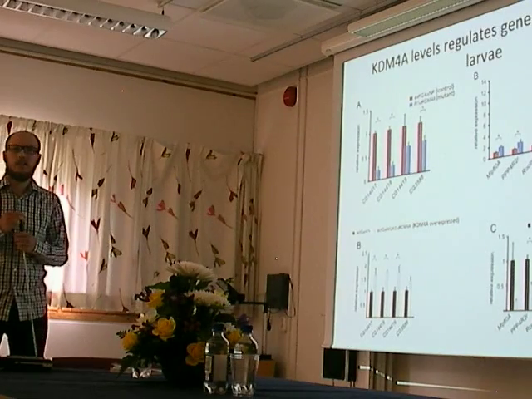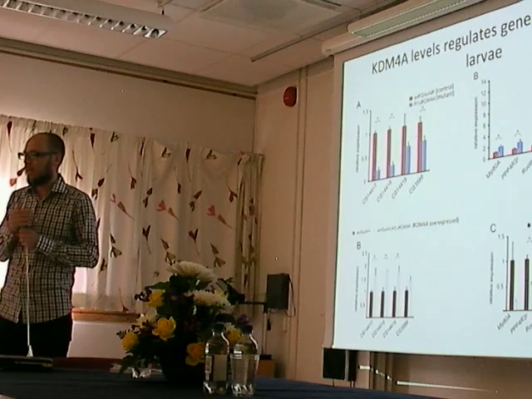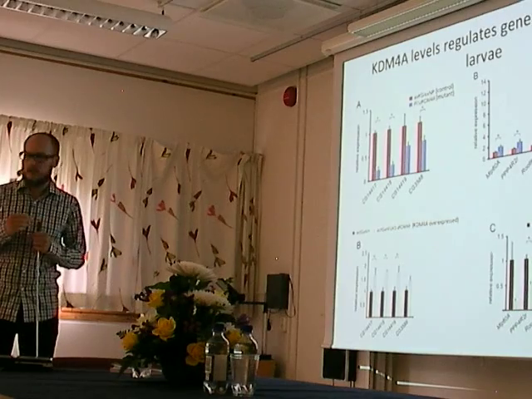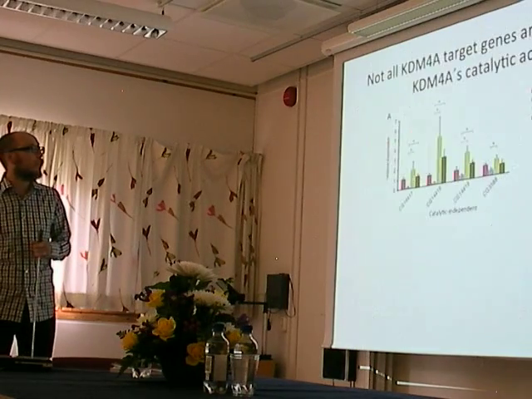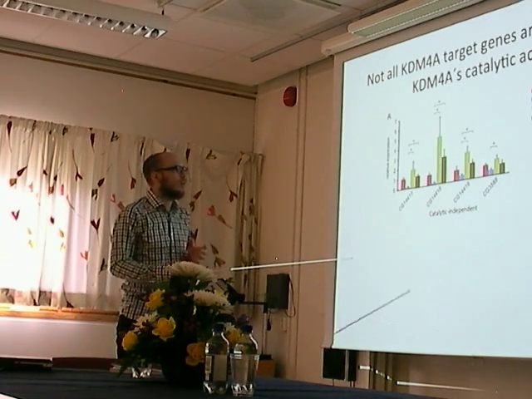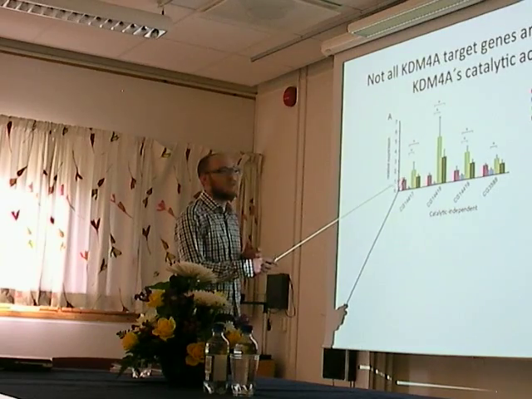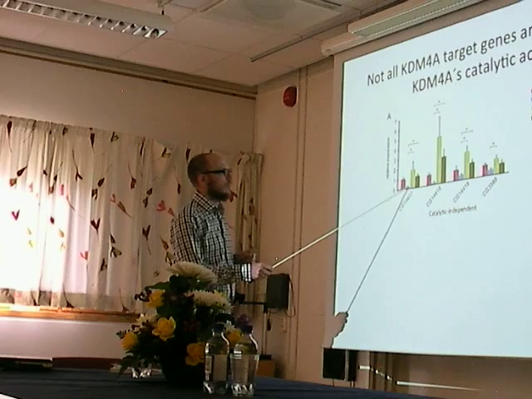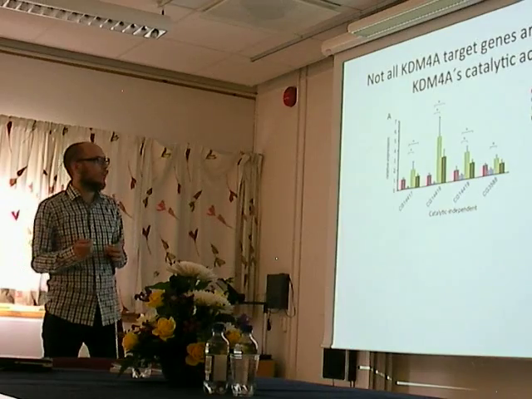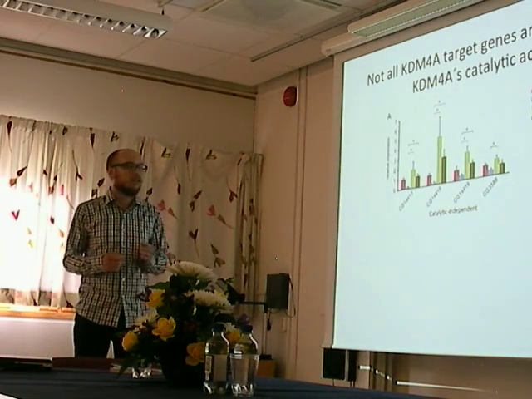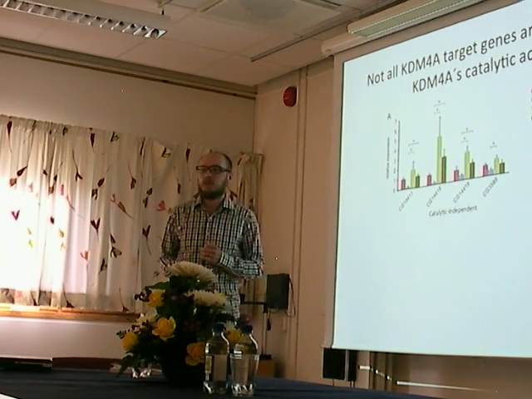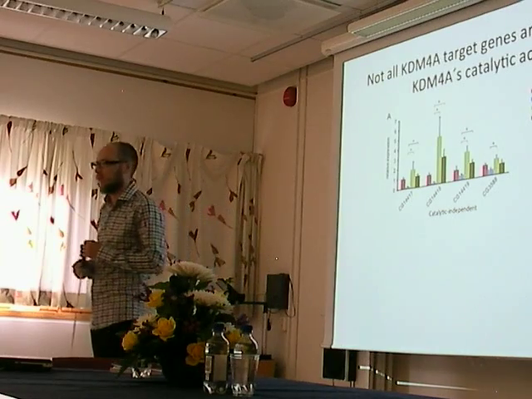Next, we wanted to investigate the catalytic function of the enzyme and try to see if the function of the catalytic domain is important to regulate these genes. So here we can see that we found genes that are at the level of 1 in the control larvae, and in the mutant they are very lowly expressed. When we put back the transgene of KDM4A, we can get back the levels of these target genes. However, when we put back a transgene that is carrying the point mutation, we also get back the expression levels.